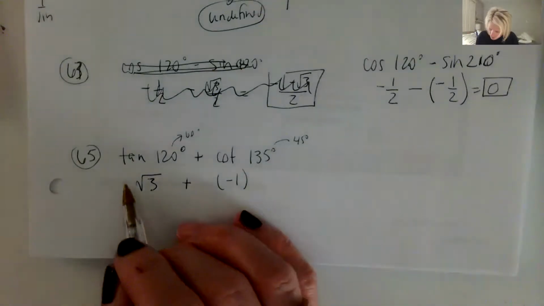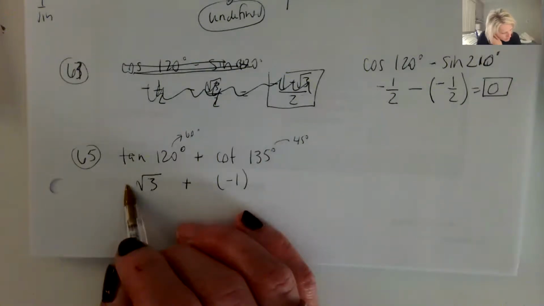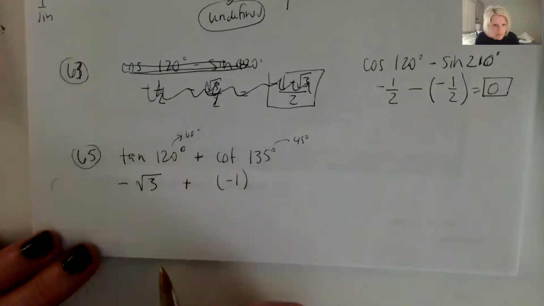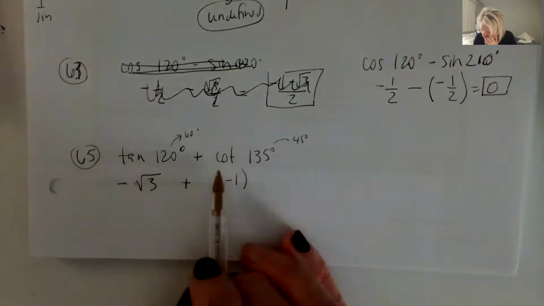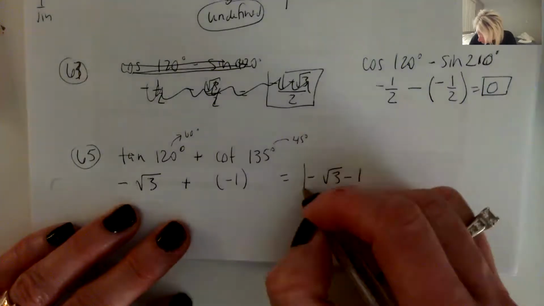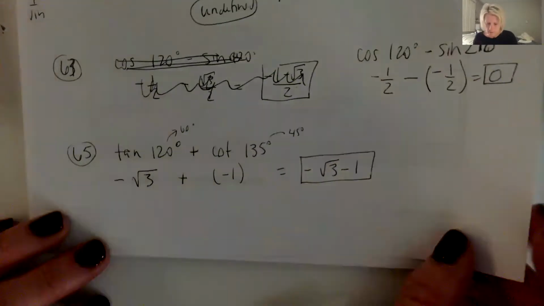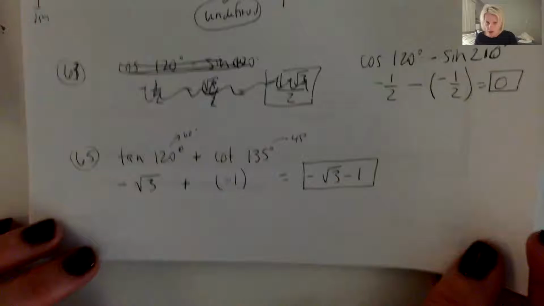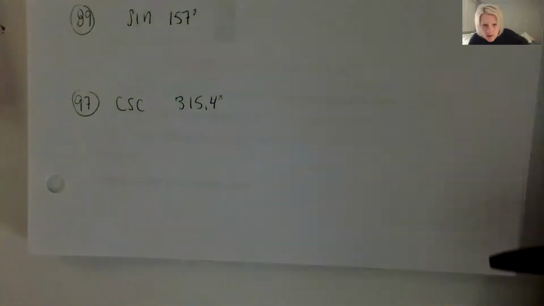And I believe tangent is also a negative square root of 3 on that one. Yes, they're both negative because cosine is negative in the second quadrant. So it's just a negative square root of 3 minus 1. So these are all using the reference angles to help us find that. Okay.